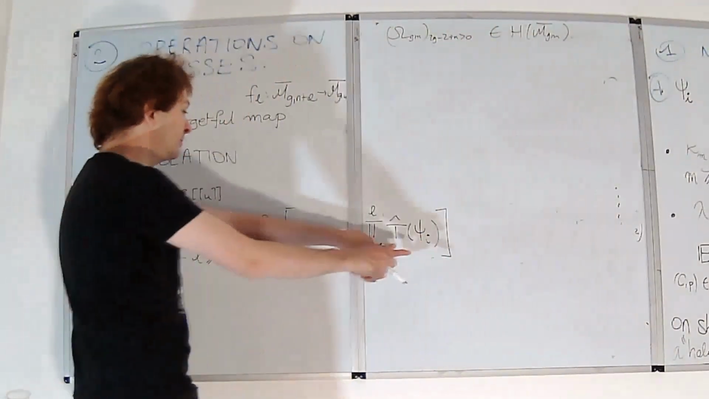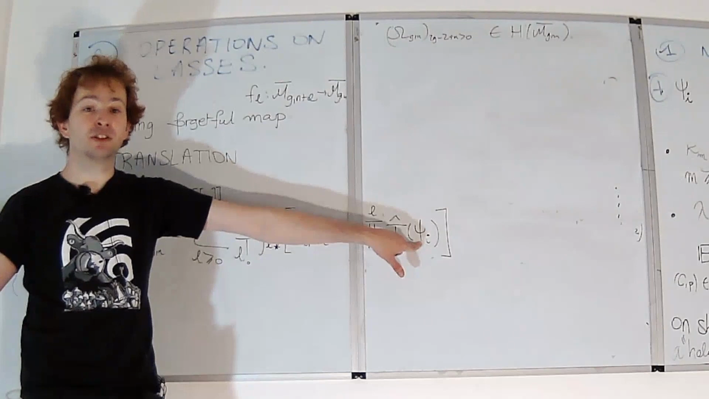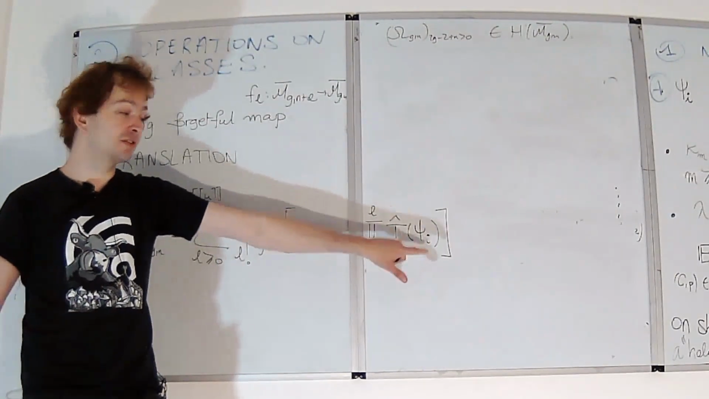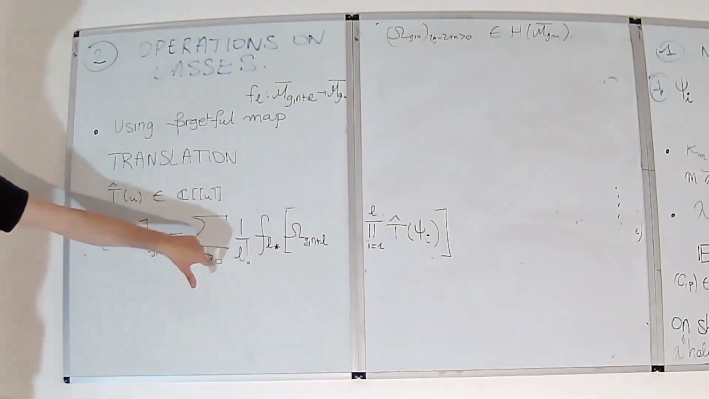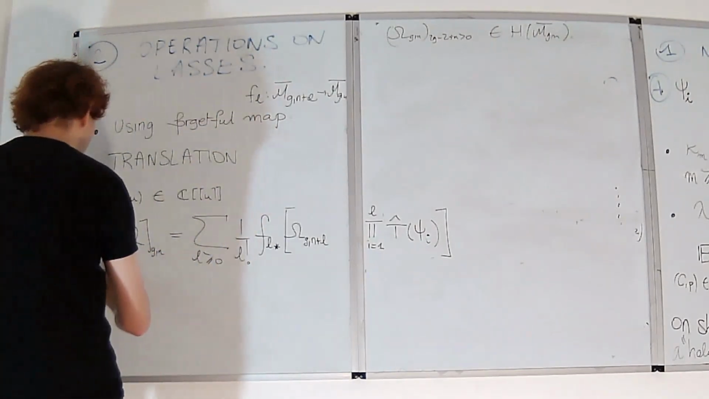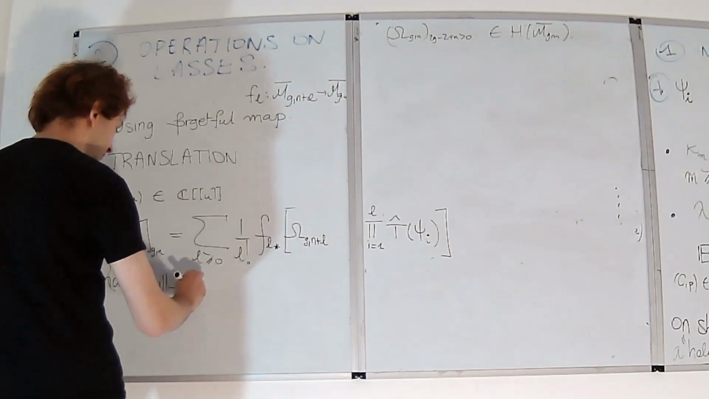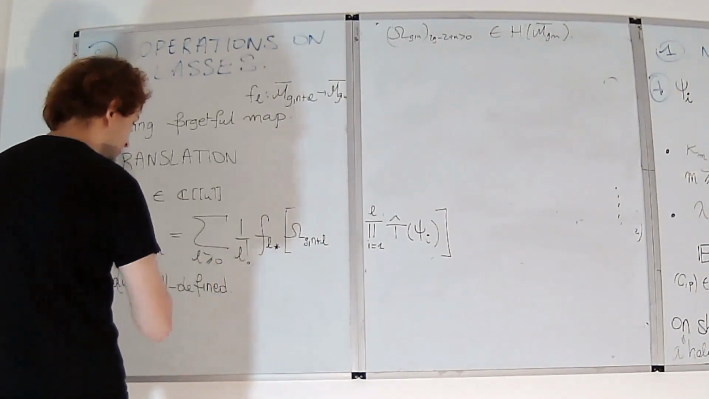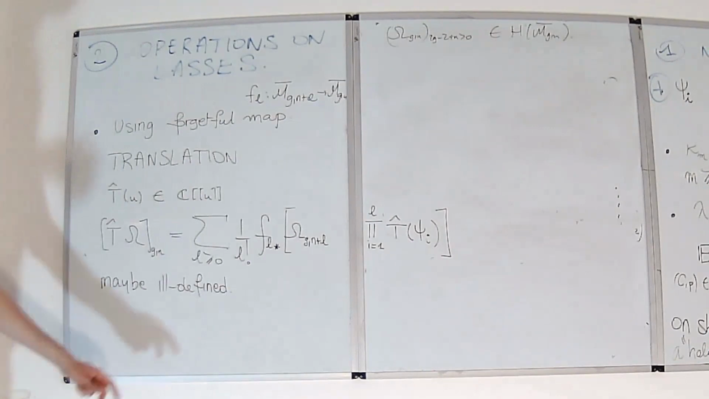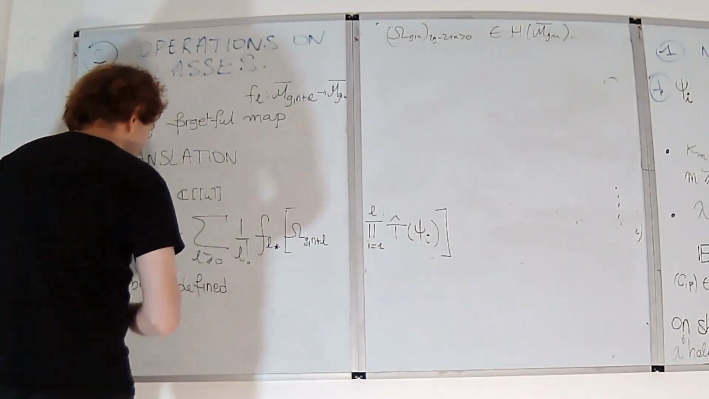So that thing I said makes sense because a high enough power of psi on a given moduli space is 0 for dimensional reasons. But there's still an infinite sum here, so it may be ill-defined. Because that sum might be infinite, and then I don't know what that means.